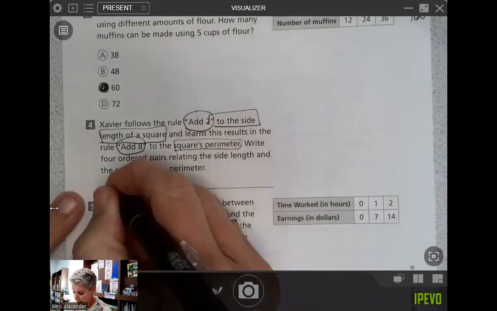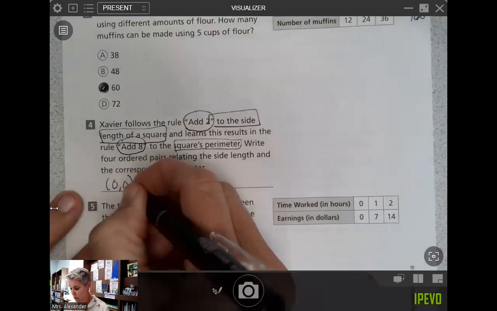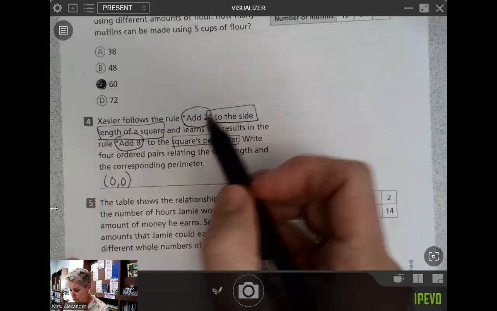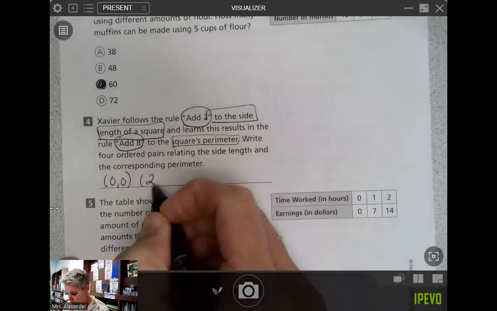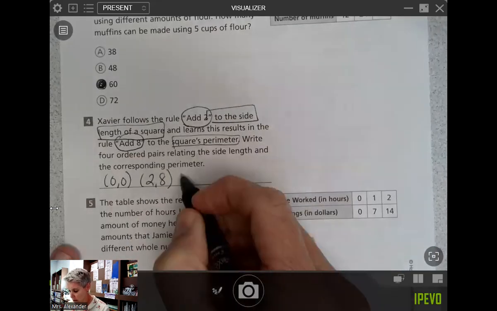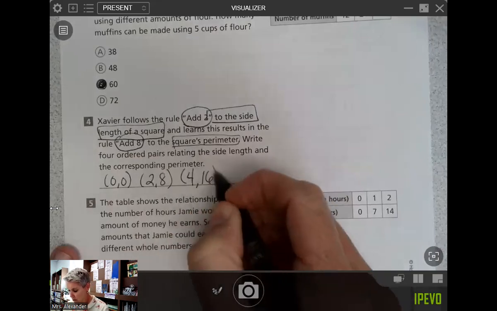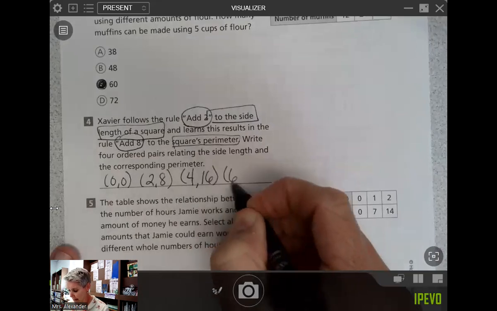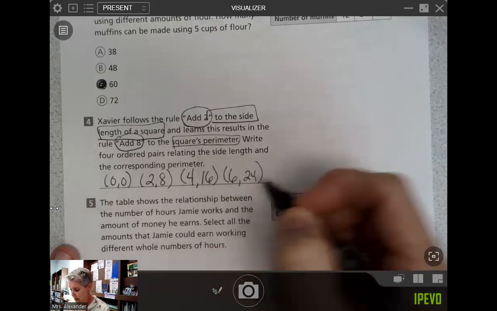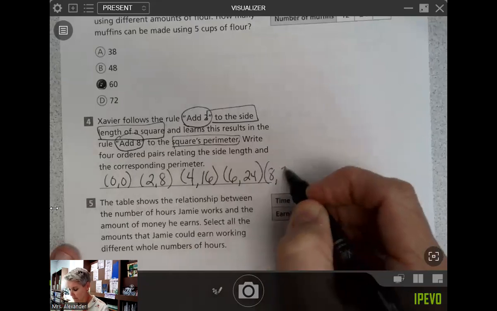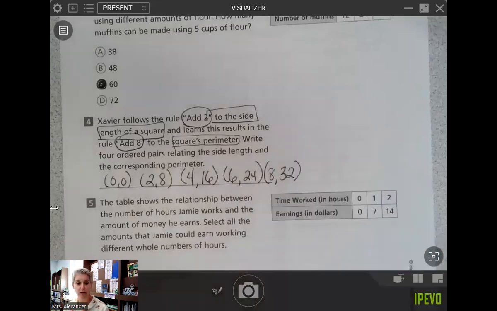If you want to start at the origin 0, 0, we're not going to count that as one of our pairs. We have 2 to 8 for our rules. So for each one, we're going to add 2, we're going to add 8. We're going to add 2, we're going to add 8. One more, add 2, add 8. So that would be our ordered pairs.